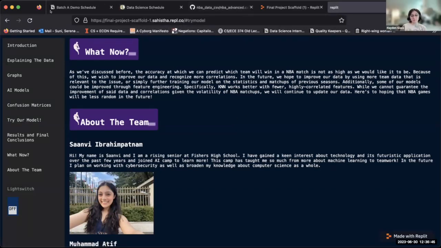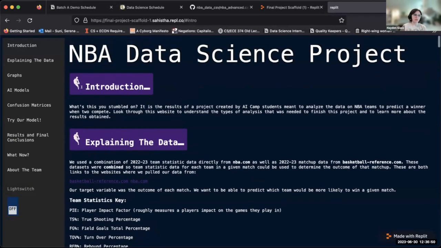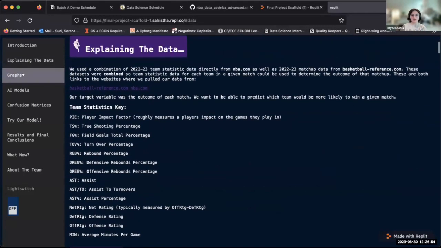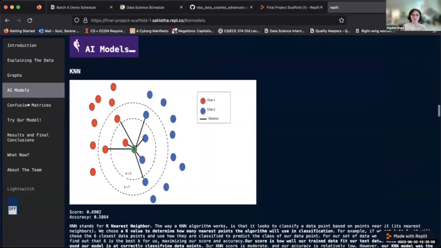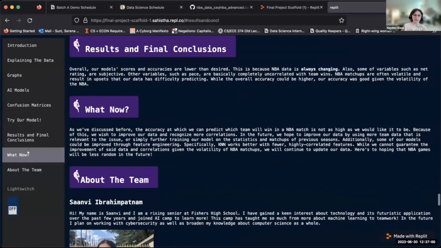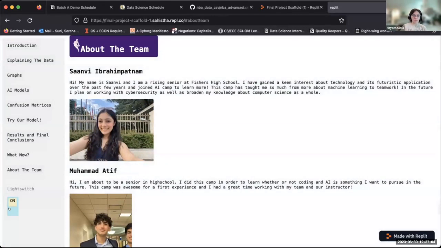Specifically, when we made this website, we did not use any of the bootstrap setups. So we made all of this from scratch using HTML code. So we made a sidebar to navigate things, as well as a light switch, which you can switch from dark mode and light mode.